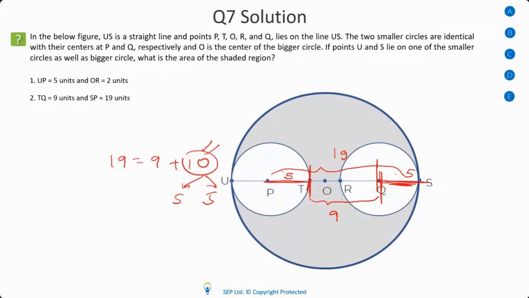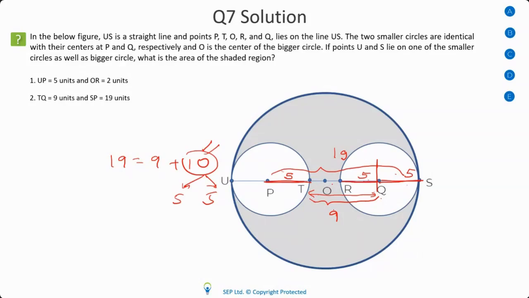I know this is 9. Let me just make this a little bit more clean. I know this part is 9 from here to here. I know if this is 5, this also needs to be 5, right? Because this is the radius. So out of 9, I have used 5.